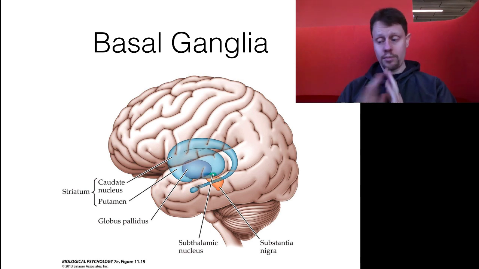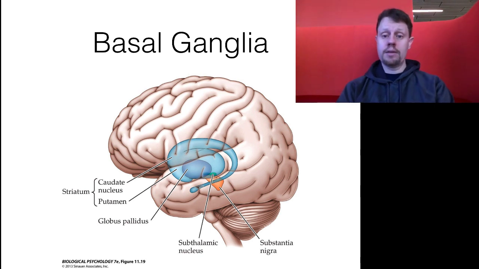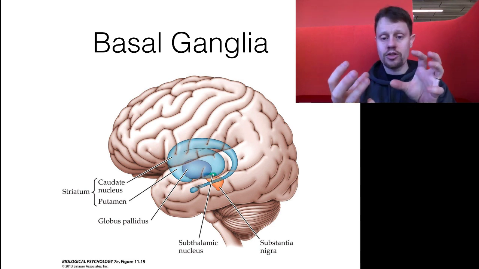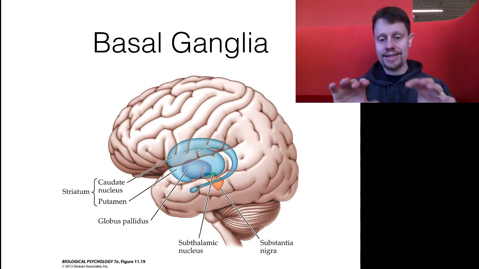One other area of the brain that we're going to spend a lot of time talking about this semester is the basal ganglia. This is a picture from another textbook that I kind of both love and hate, because this picture is sort of like if the basal ganglia were glowing inside your brain and you had X-ray vision and you could see into your brain. This is about what you'd see.